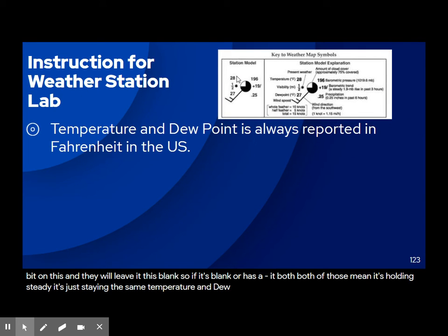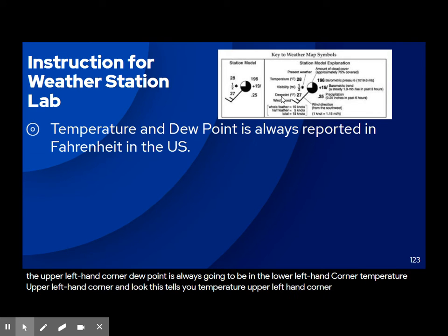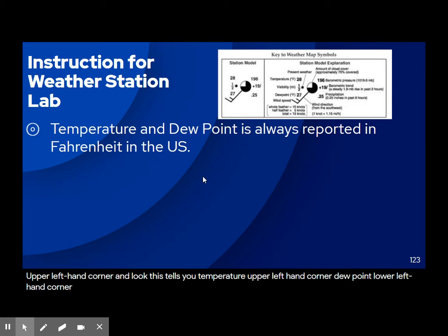Temperature and dew point. Temperature is always going to be found in the upper left-hand corner. Dew point is always going to be in the lower left-hand corner. Temperature, upper left-hand corner; dew point, lower left-hand corner. And in the United States, they will always be reported in Fahrenheit.